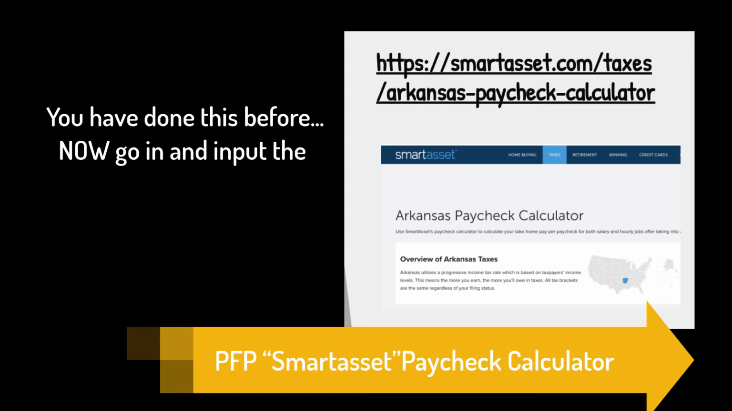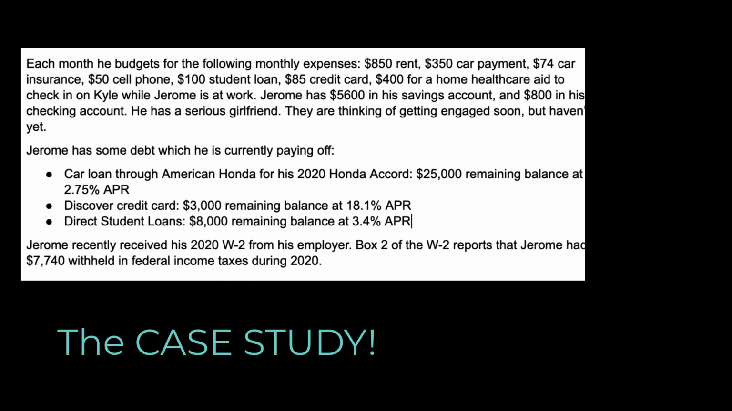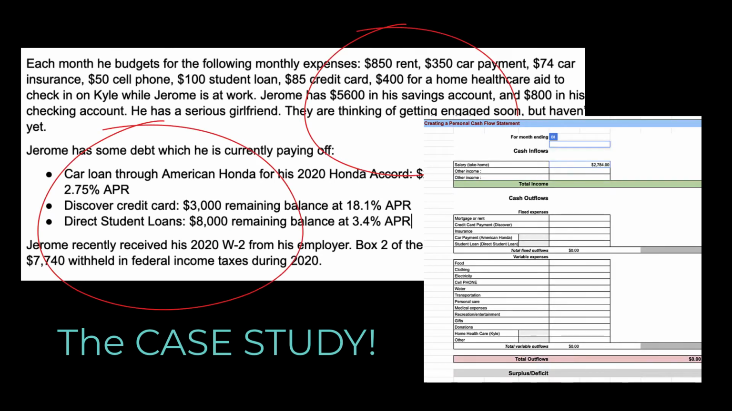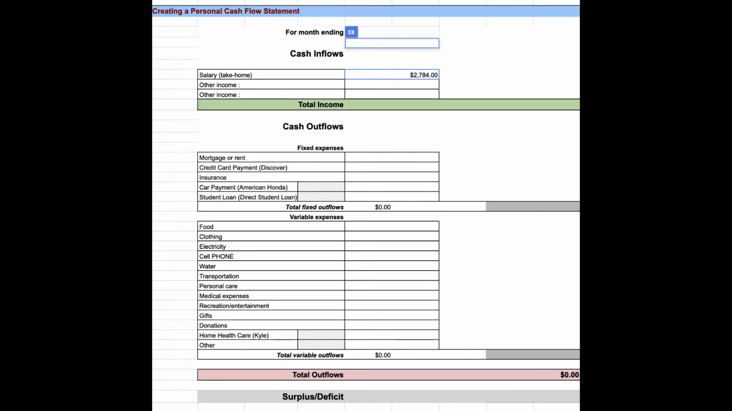Once you determine Jerome's net income, think about how important that's going to be when you start working on the cash flow statement. And what is the difference between gross pay and net pay? This is where in the final letter you can explain what you've learned and how you can figure a number of things using the financial tools from this course. Now that you've determined Jerome's net pay, let's complete the PFP cash flow statement. Go back into the final case study and pick out all the components you need to complete the cash flow.